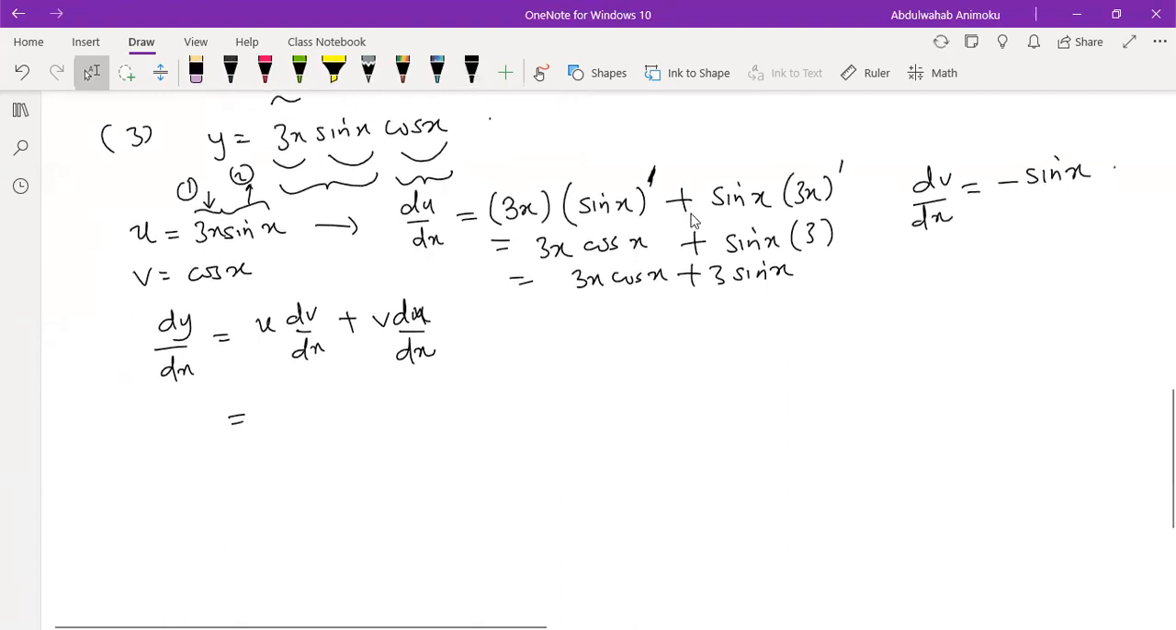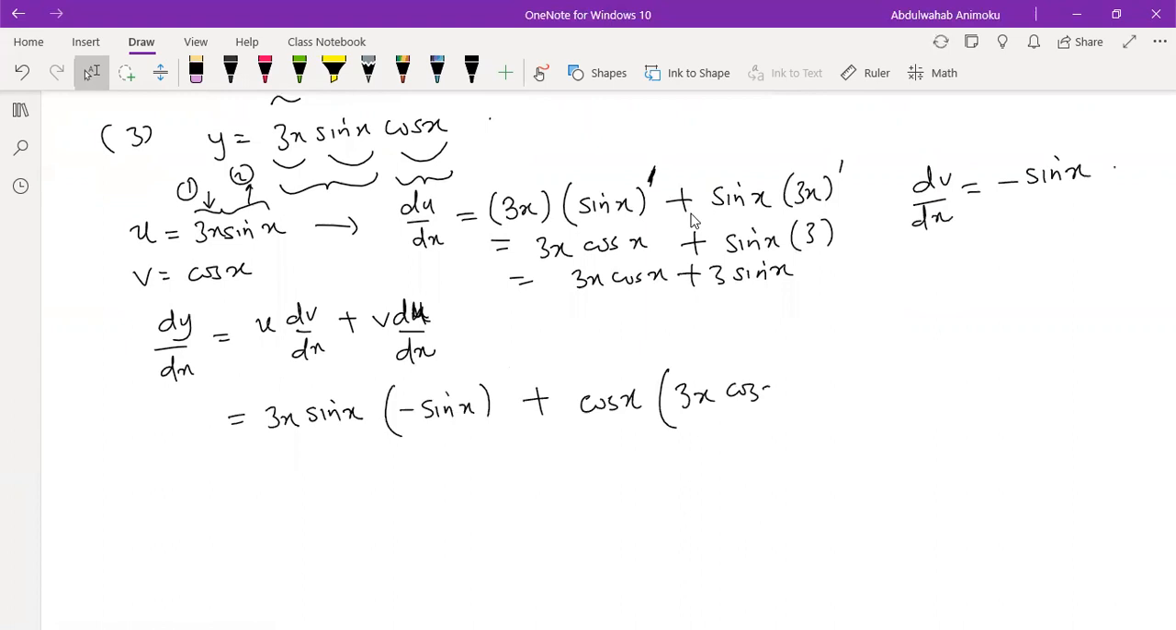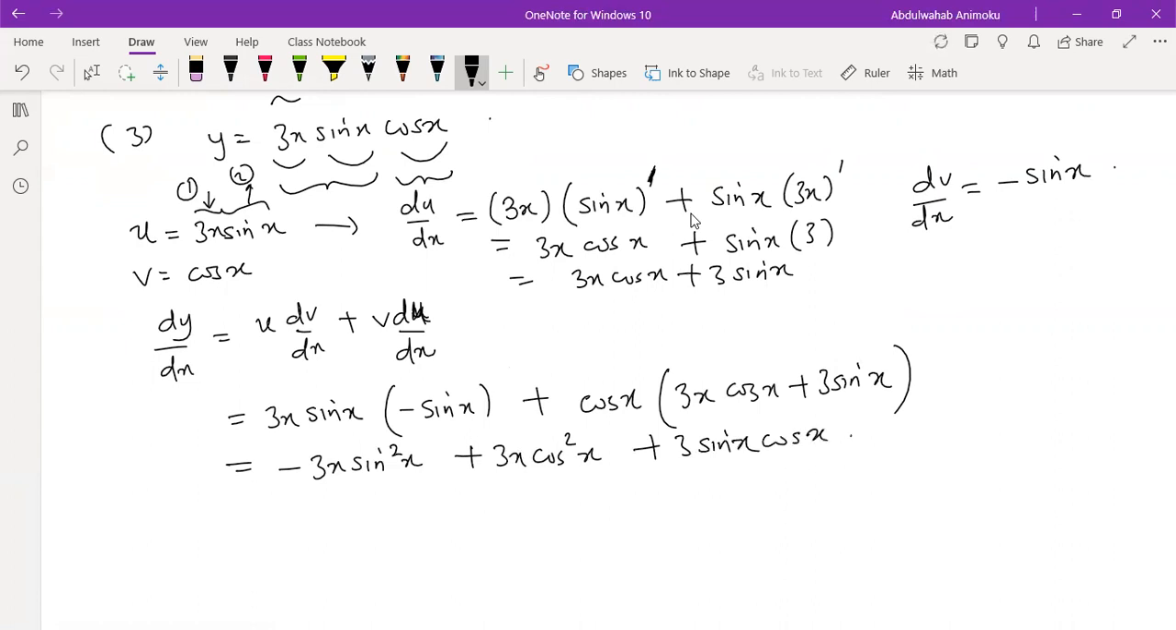Now, which is u dv dx plus v du dx. So what is u? Don't forget your u. Your u is 3x sine x multiplied by dv dx, which is minus sine x, plus v. What is v? Cos x multiplied by du dx. What is du dx? We got it as 3x cos x plus 3 sine x. All right. So this gives us minus 3x sine square x. If you simplify the first term, then when we expand this, we have 3x cos square x, then plus 3 sine x cosine x.